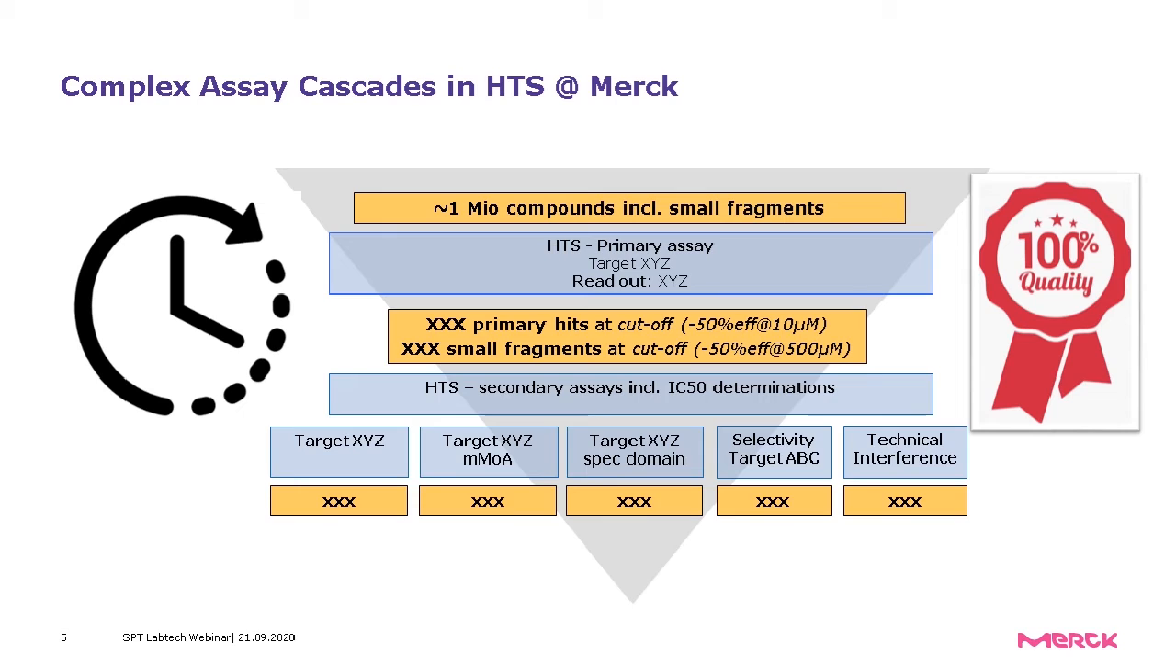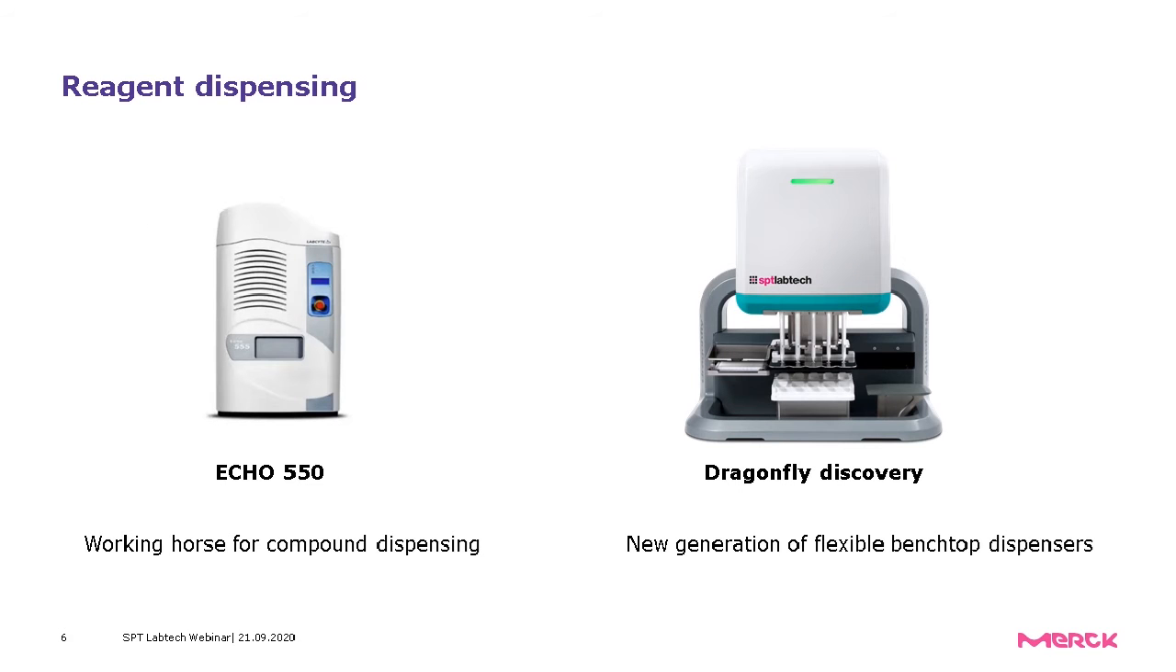So how can we speed up assay development for these multiple assays? We thought an easy way is to include new equipment. One possibility to speed up assay development is to use this new generation of benchtop dispensers.